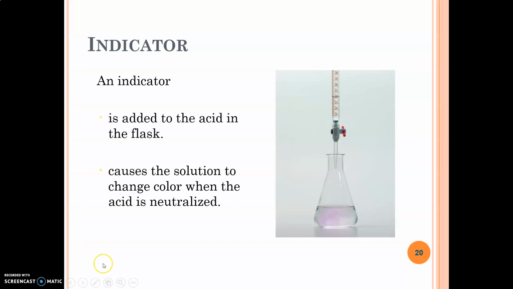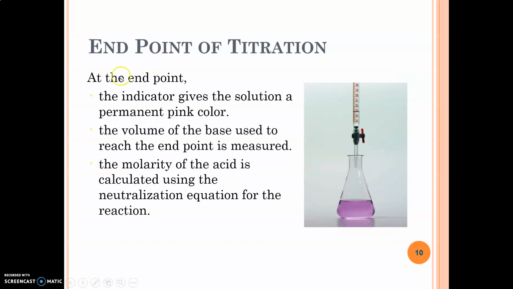And that is called the equilibrium or the end point. The end point is the point that the solution is neither acid nor base, it's neutralized. That's why it's called the end point or the equivalent point. The end point of titration. At the end point, the indicator gives the solution a permanent pink color. So the color does not change. And be careful, at that point when the color changes, do not add any more drops of base, because this will turn it into a basic solution.